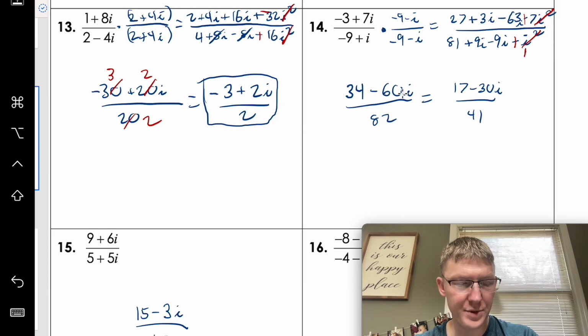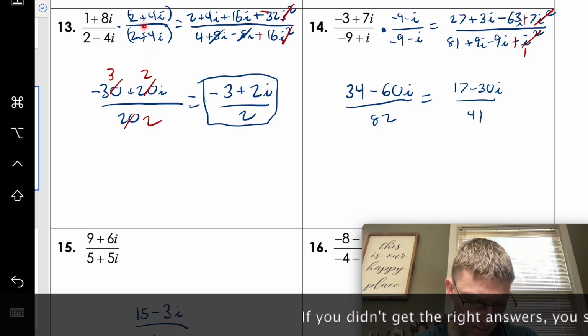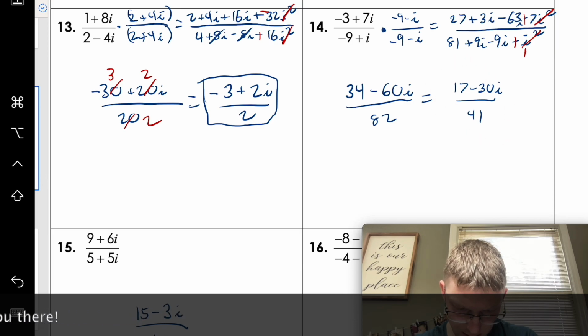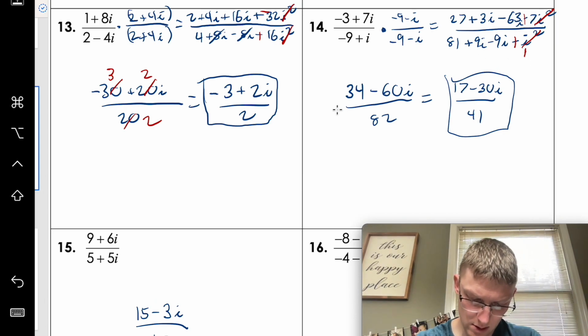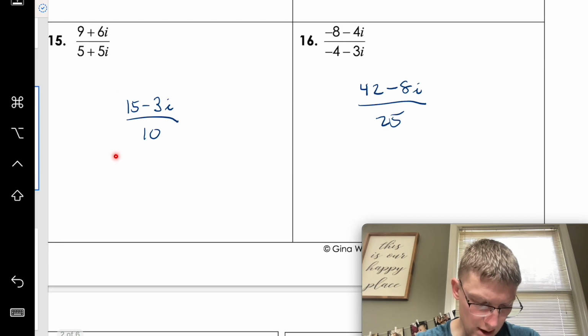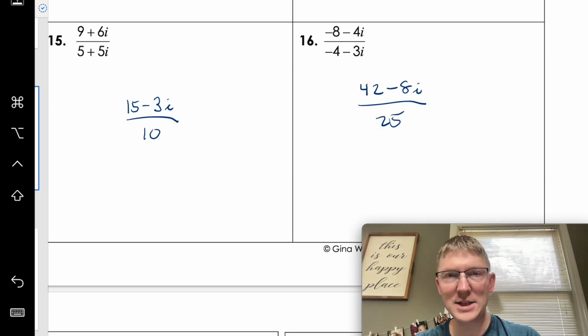So pause the video right now, try the examples, and I'll put the solutions up here in just a moment. All right, here we go. How'd you do? Did you get the right answers? So we've got our negative 3 plus 2i over 2. Our conjugate was right up there for 13. 14, here's our conjugate. Here's our answer. Oh no, I forgot to circle it. And then 15 and 16, here are the answers. I want to see if you can do them yourself and then check your work. So hopefully you got plenty of practice. If not, we'll go over more of this in class.